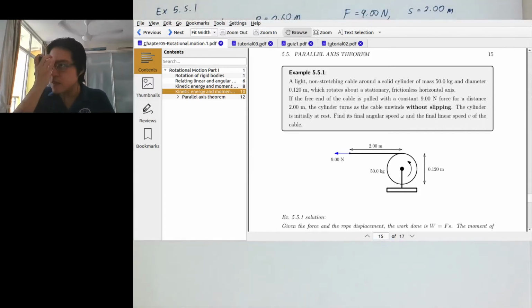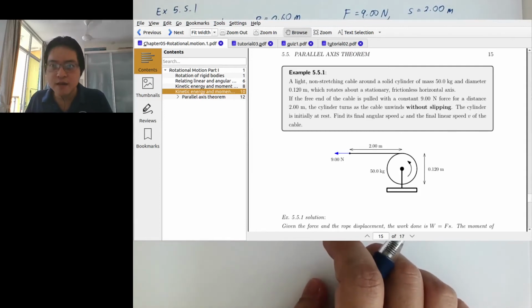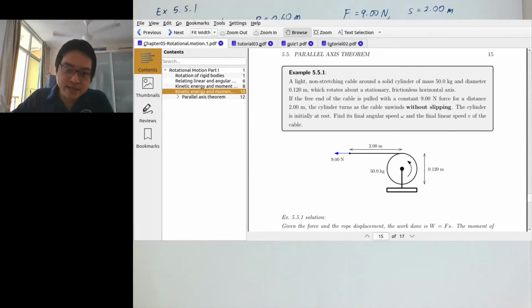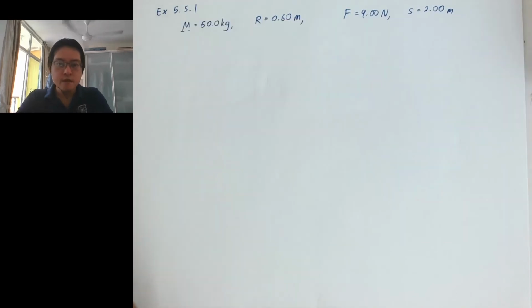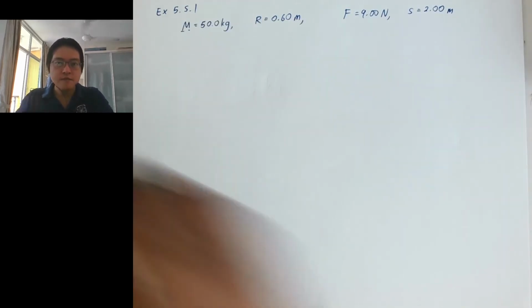So without slipping means something. I will go to that later. The cylinder is initially at rest. Then how do we find the linear speed after you pull it by 2 meters? So okay, let's see how to do this problem.